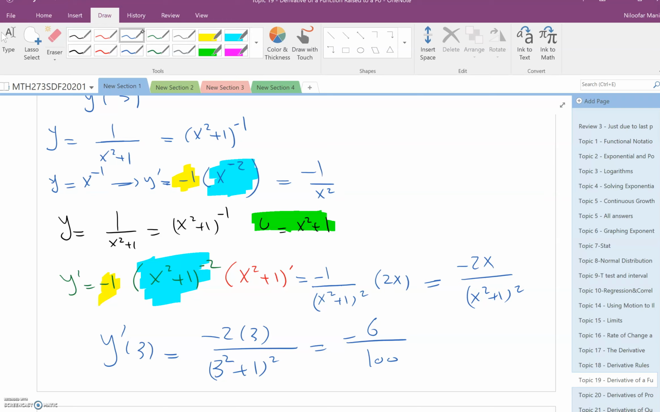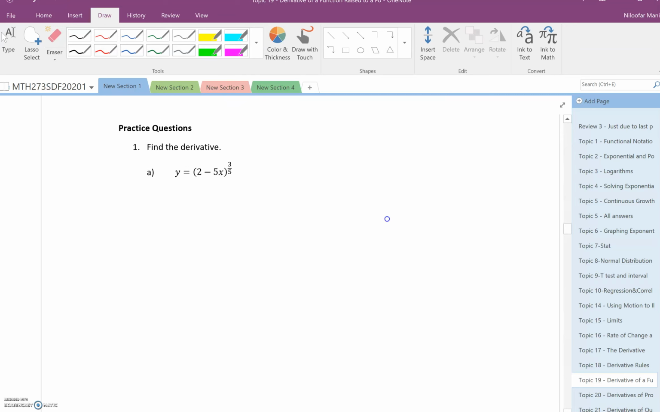And then I substitute 3 inside to find the slope of tangent line at that point. Okay? So this is a slope of tangent line at that point. Okay? So I continue here. Now these are practice questions and I want to do as many as I can.